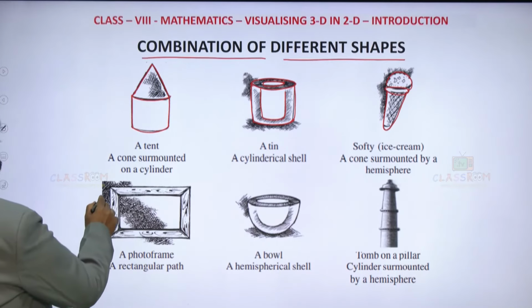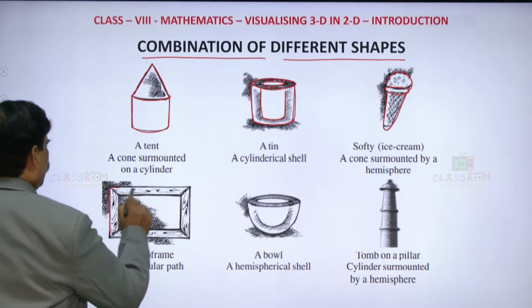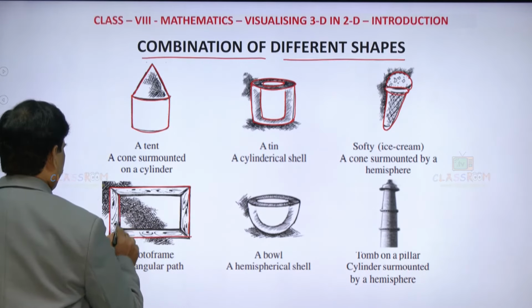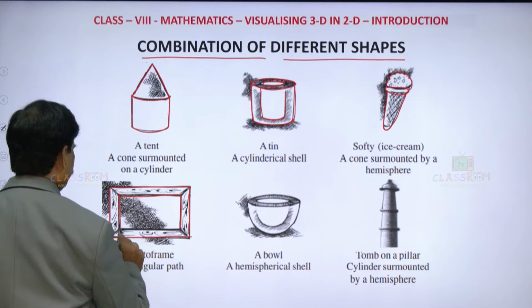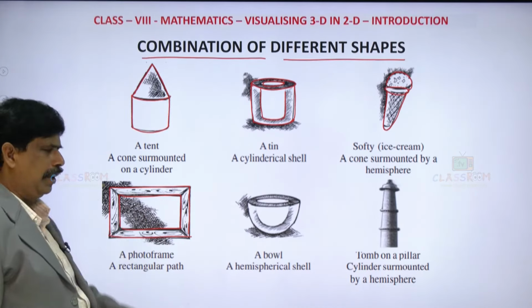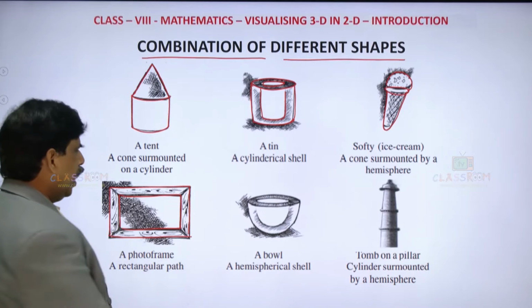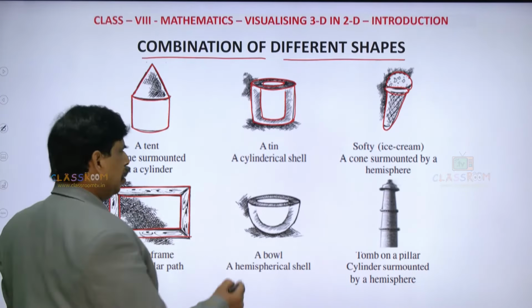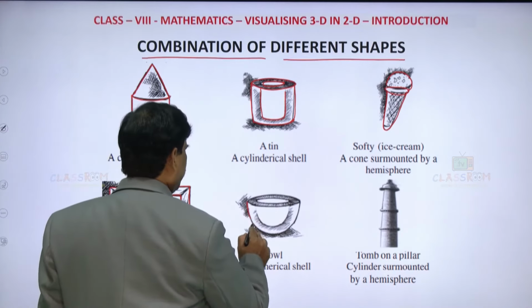In the photo frame, we are seeing one rectangle, the outer rectangle, and here the inner rectangle. So this is a rectangular path, what we see here. And now here we are seeing a bowl. So what is this bowl? The bowl is a hemispherical shell.